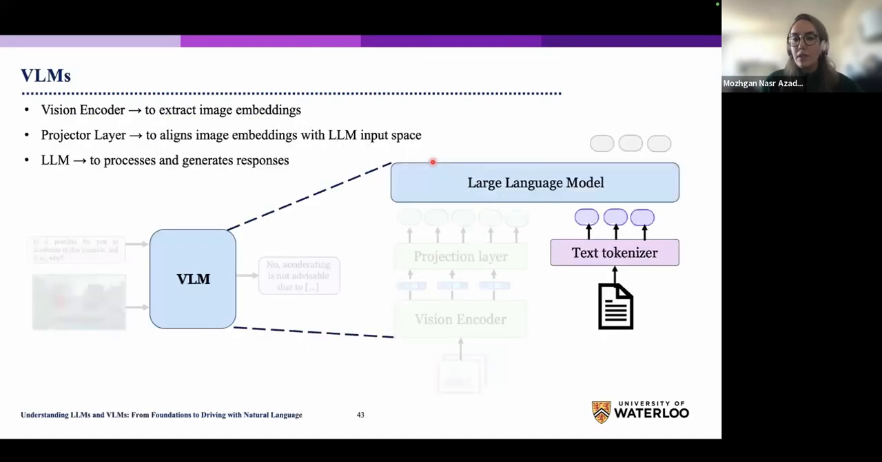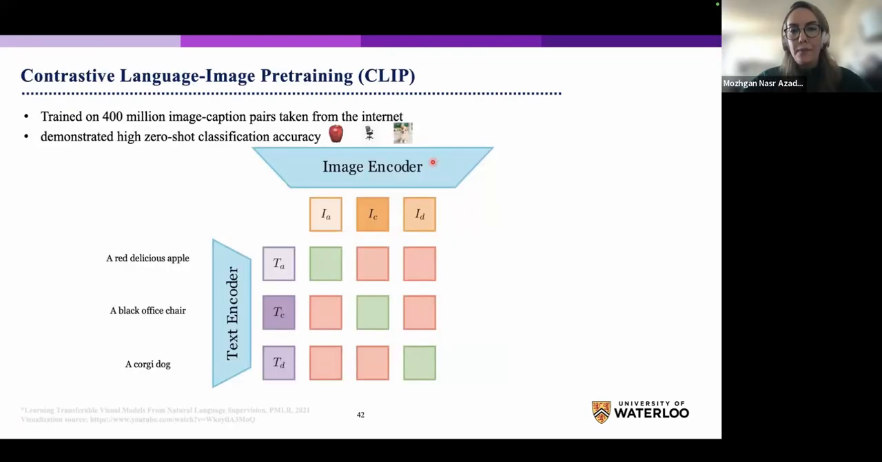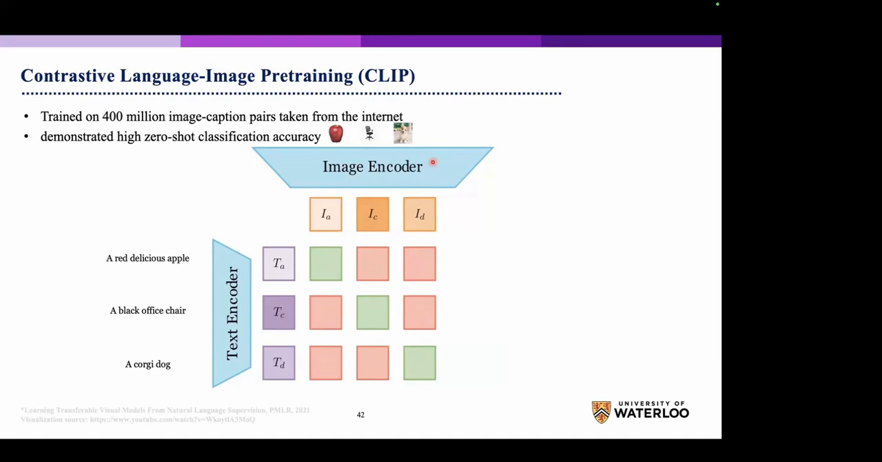Any questions so far? No, I guess. Okay. I have a quick question. Yeah, sure. I guess in the various CLIP architectures, what architectures are used for text encoding?